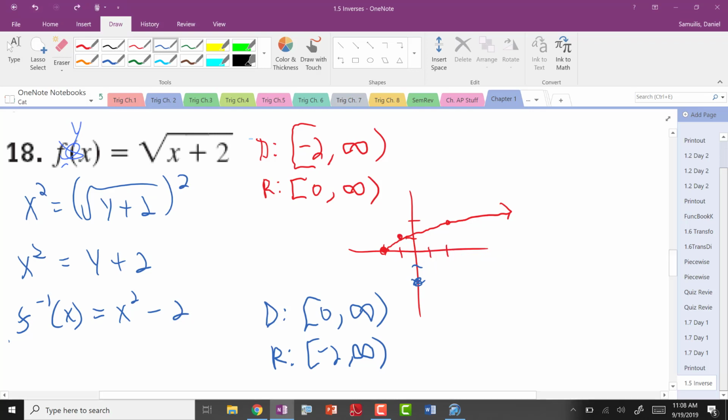Negative 1, 1, 1, negative 1. And that's true actually anyway. 1 squared is 1. 1 minus 2 is negative 1. And then this one is 2, 2. So you can only graph that because that's what you had from the original.